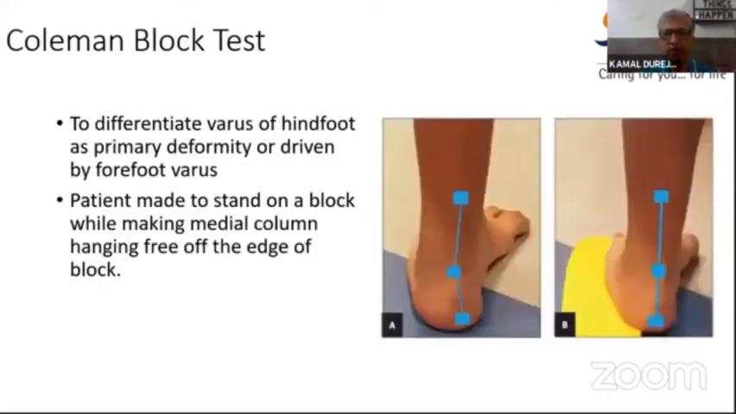Coleman block test. Again, this is a test whenever the patient has a varus deformity of the foot or a varus heel. You make the patient stand on a wooden block with the medial side of the foot or the great toe hanging off the block. This test would tell us whether the hindfoot varus is driven by the forefoot or is primarily in the hindfoot itself.